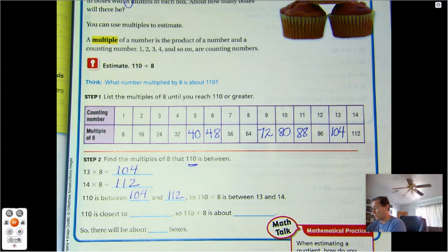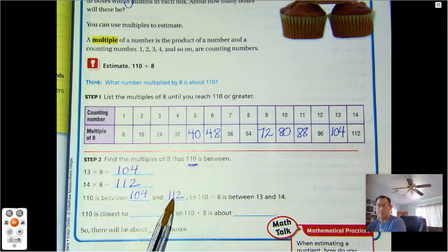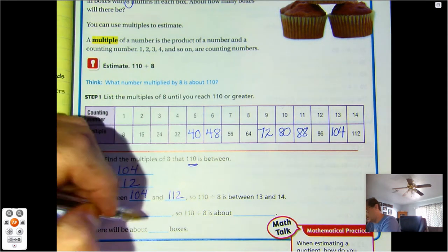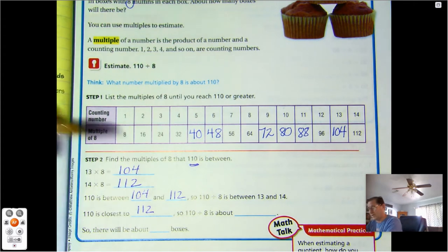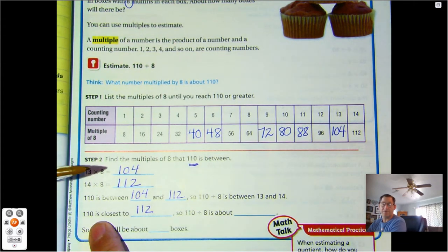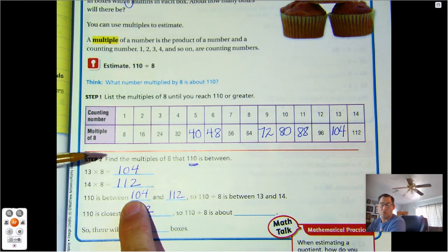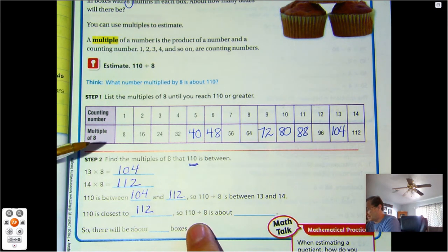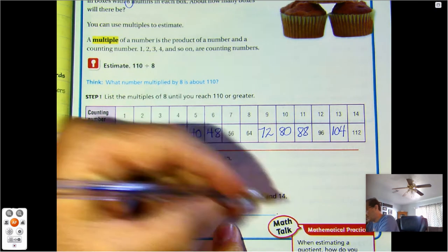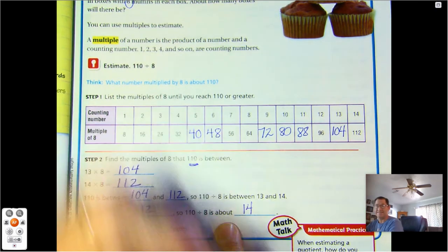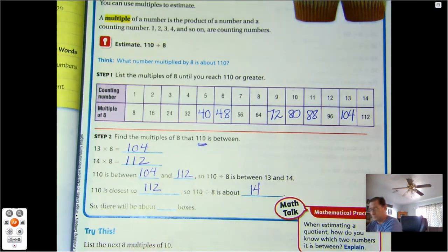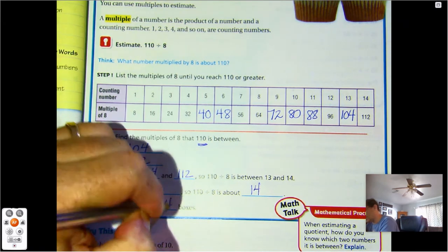Now, which one is 110 closest to? Is it closer to 104 or 112? Well, 110 is closest to 112. It's only 2 away from 112. It's 6 away from 104. So 110 divided by 8 is about 14. So we're going to say there are going to be about 14 boxes filled.